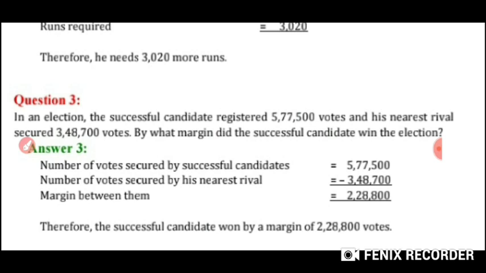The number of votes for the successful candidate is 5,77,500. The number of votes for his nearest rival is 3,48,700. The margin is the difference between both numbers: 2,28,800. Therefore, the successful candidate won by a margin of 2,28,800 votes. This is the vote difference by which he won.